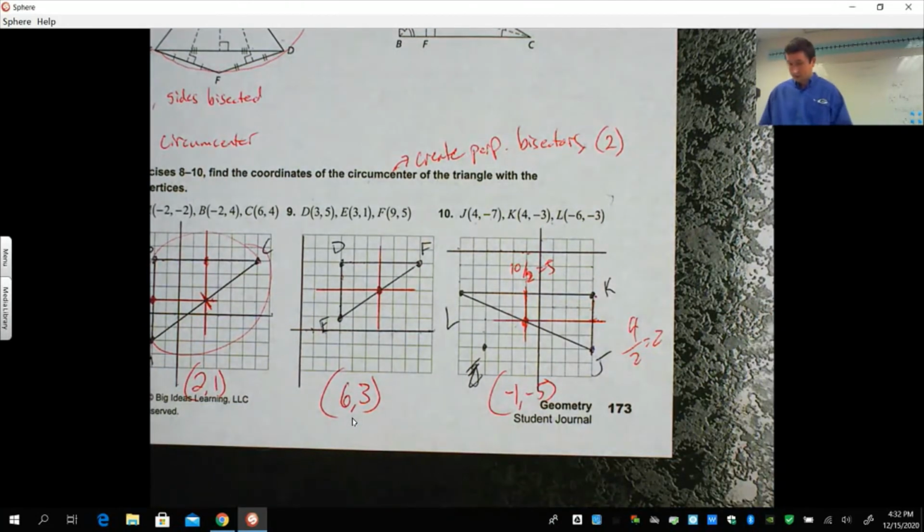Okay, so there's the examples, everything with circumcenters. Remember, circumcenters are found with the perpendicular bisectors, and they create a circle that goes through all the points.